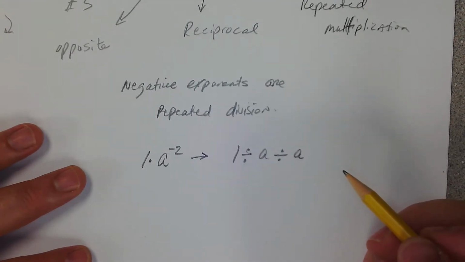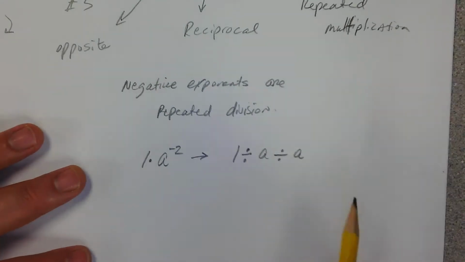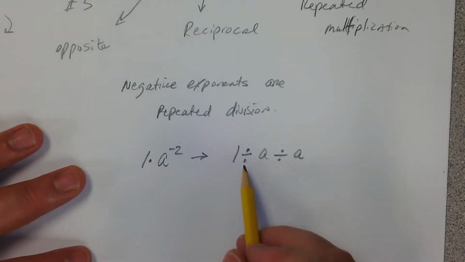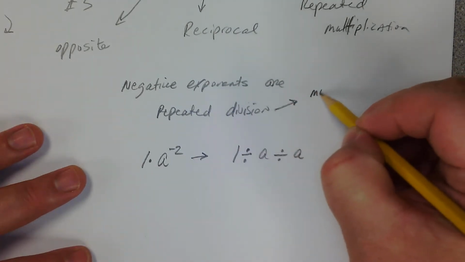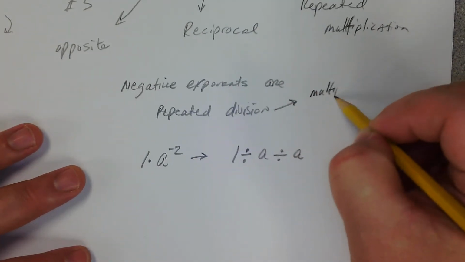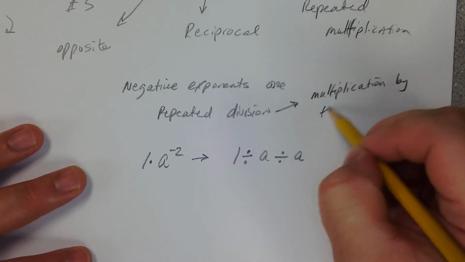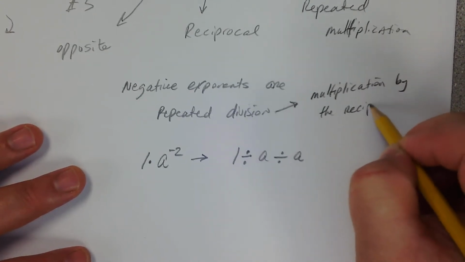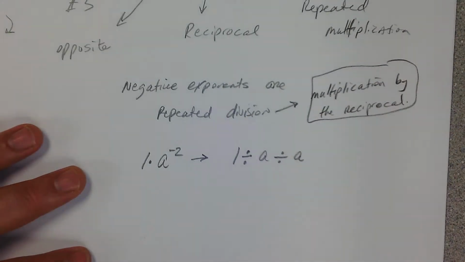Oh, I don't get it. I'm sure that's what a lot of people are saying. Here's the thing. How do you do division? How do you write division? Well, isn't division multiplication by the reciprocal? Isn't that true? Isn't division multiplication by the reciprocal?